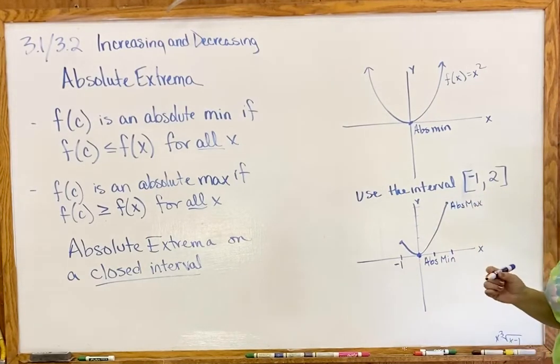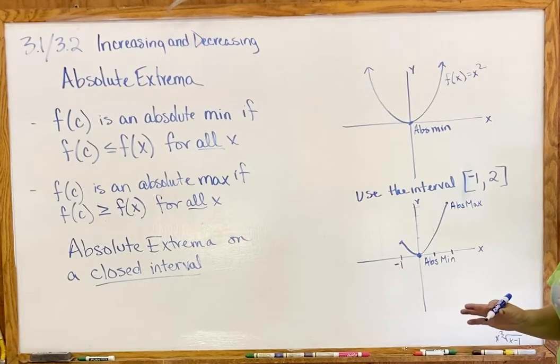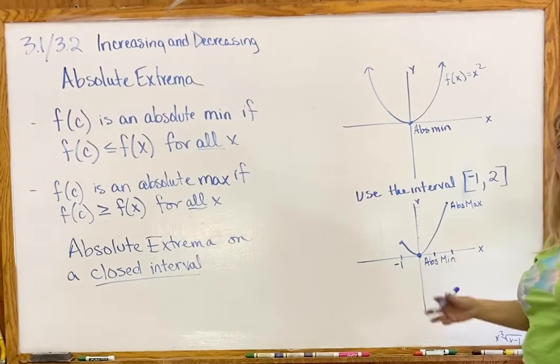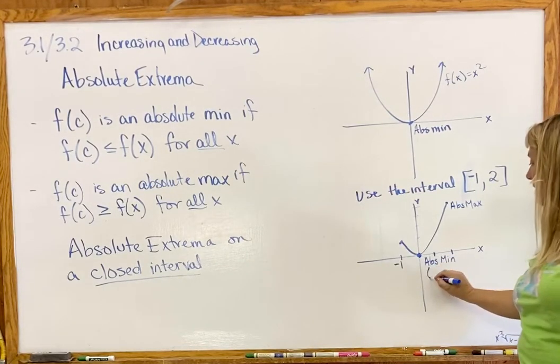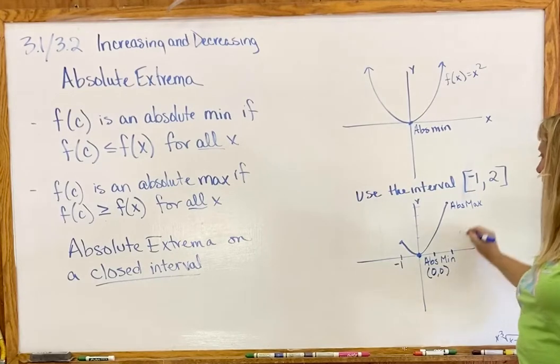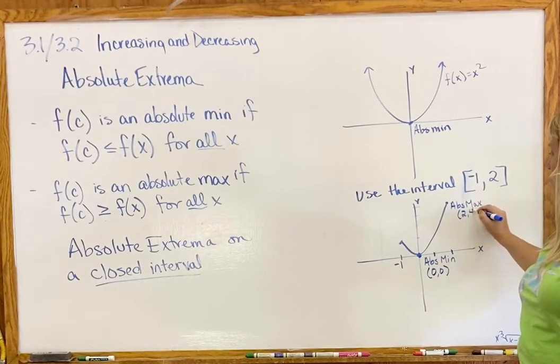Okay, now the other thing is when you're talking about absolute minimums and absolute maximums, you want to make sure that you label it with the entire point. So this is going to be at 0, 0. This one would be at 2, 4.